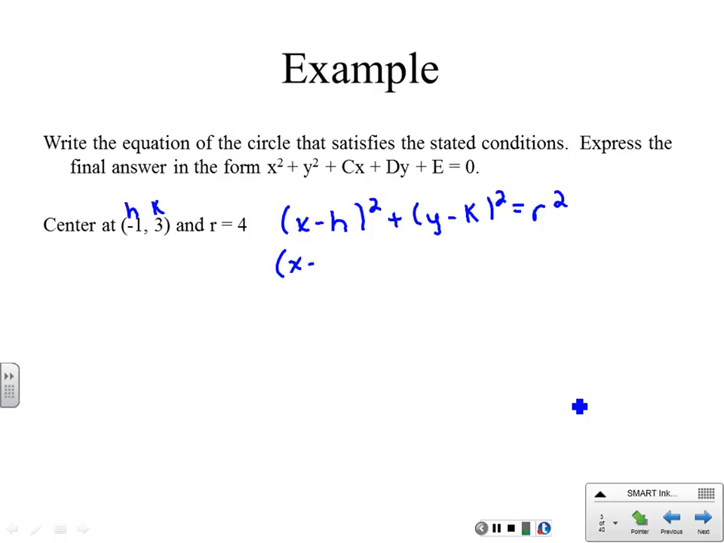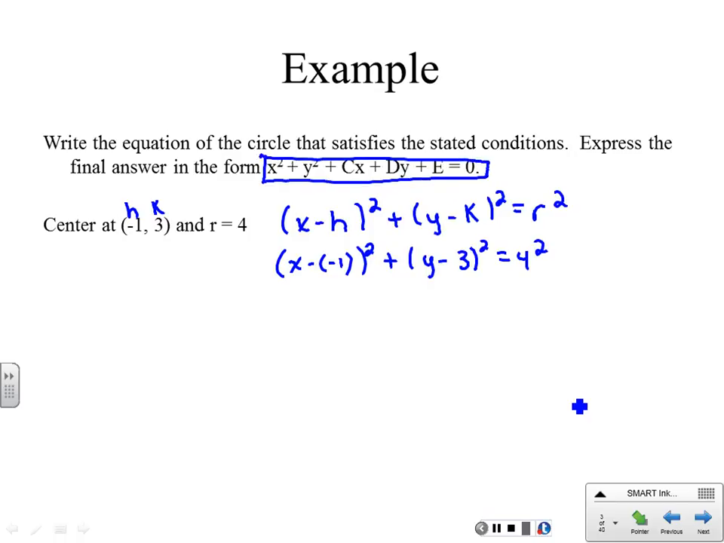So I have x minus, h is a negative 1. Do you see how I did that? And then we're going to square that, plus y minus k, which is 3 squared, is equal to 4 squared. So you write the formula exactly how you see it, and then you just replace h, k, and r, which was given to you. From here, pure algebra. Okay? So do you see any parentheses in general form? No. So my first hint would be, get rid of those parentheses.